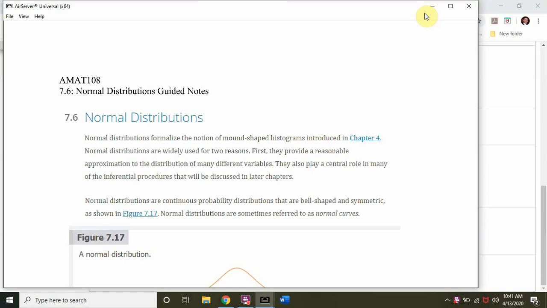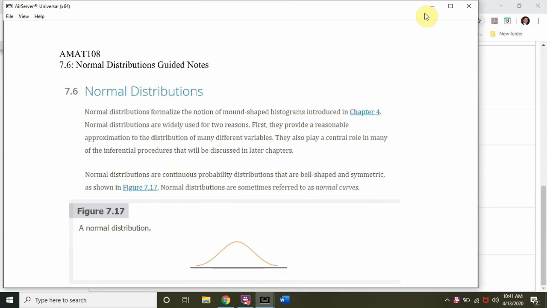Take a look at 7.6, normal distributions. Basically a review of what we looked at back in chapter 4. Normal distributions formalize the notion of mound-shaped histograms introduced in chapter 4. Normal distributions are widely used for two reasons. First, they provide a reasonable approximation to the distribution of many different variables, and they also play a central role in many of the inferential procedures that we will be discussing in later chapters.